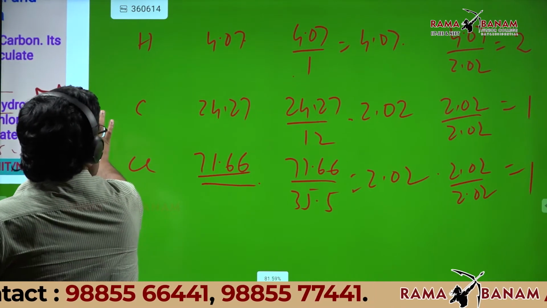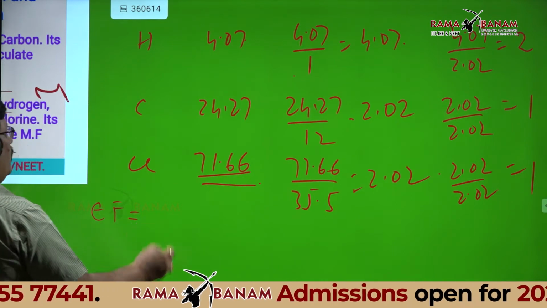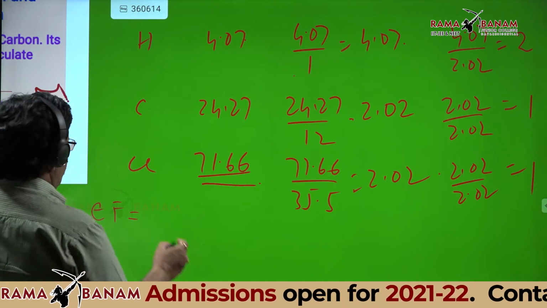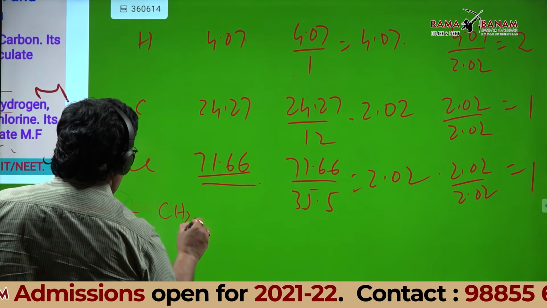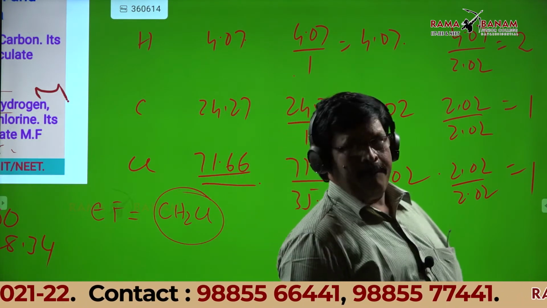Then what is the empirical formula of the compound? The empirical formula is CH2Cl. Any doubt in this, students? No, sir.